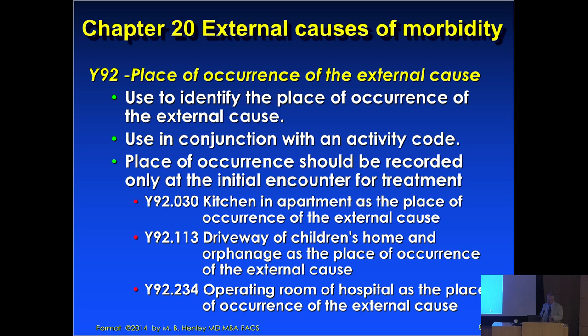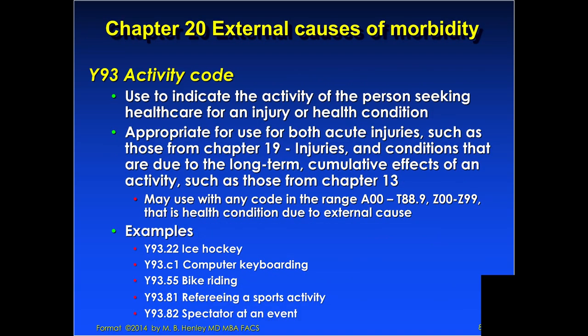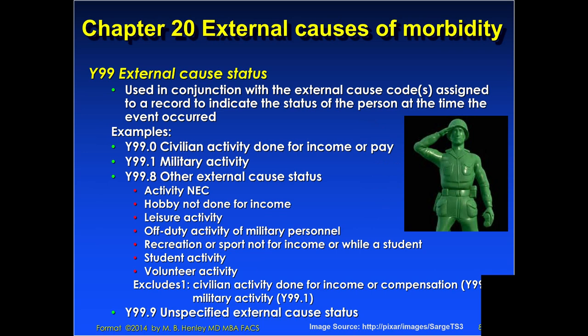Other activities include things like ice hockey, computer keyboarding, for example, for carpal tunnel, bike riding, refereeing a sports activity, or if you're injured as a spectator at an event, Y93.82. Injuries received while playing a brass instrument, Y93.J4. External cause has to do with what the status of the individual at the time they're injured.